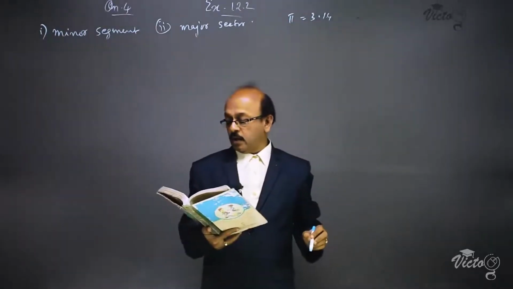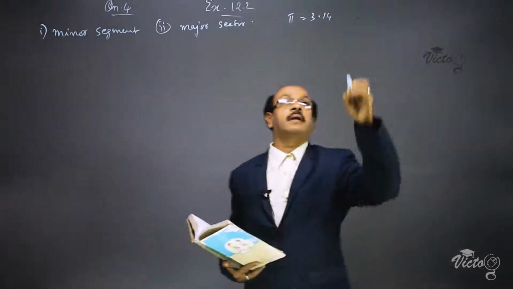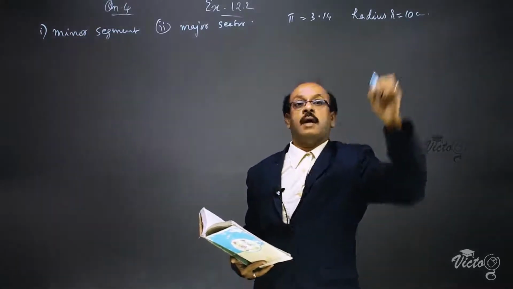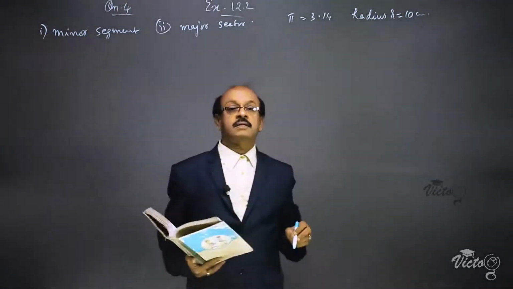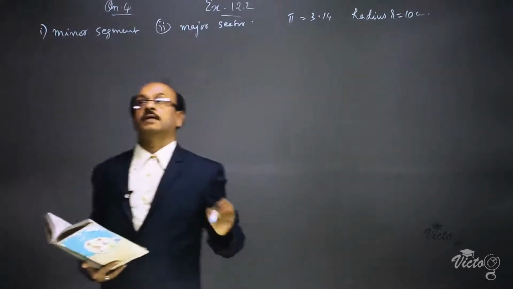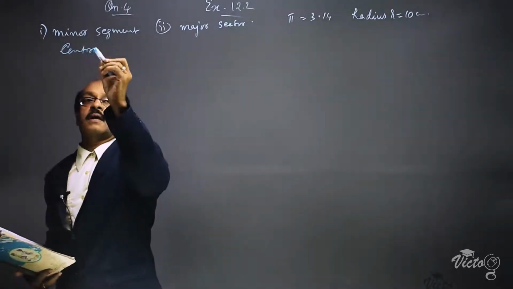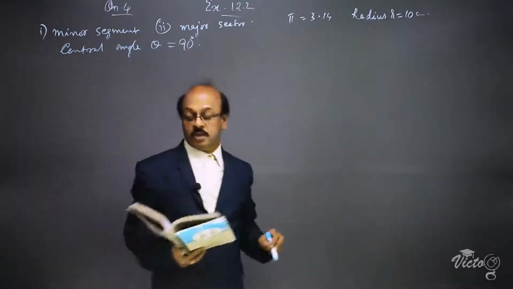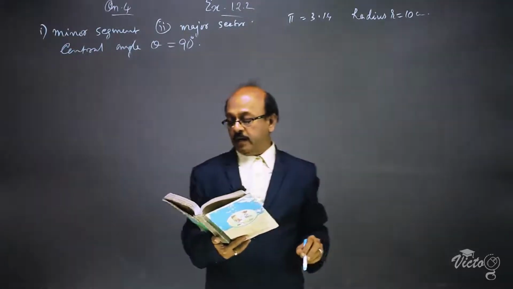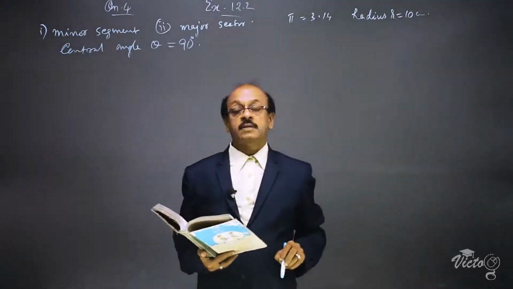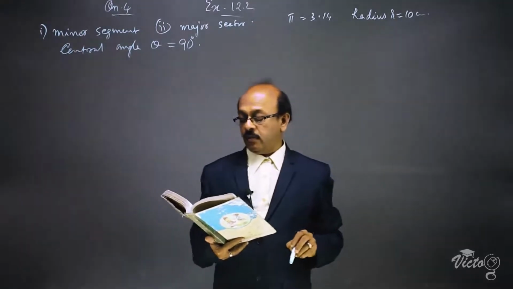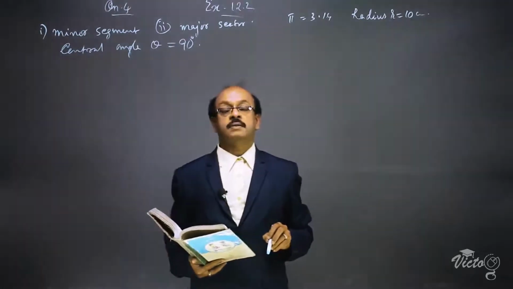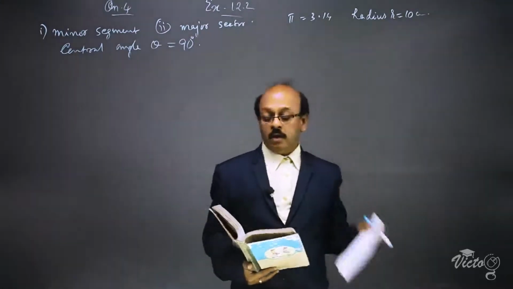The radius r of the circle is given as 10 centimeter. Making a right angle at the center means the central angle theta is equal to 90 degrees. So, I shall read the question once again. A chord of a circle of radius 10 centimeter subtends a right angle at the center of the circle. Find the area of the corresponding minor segment and the major sector. Use pi as 3.14. So, we have to draw a rough sketch.